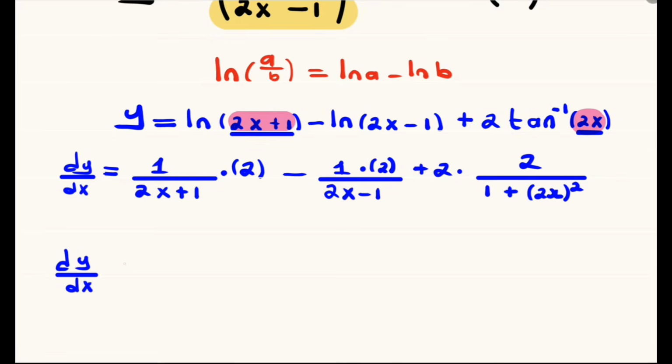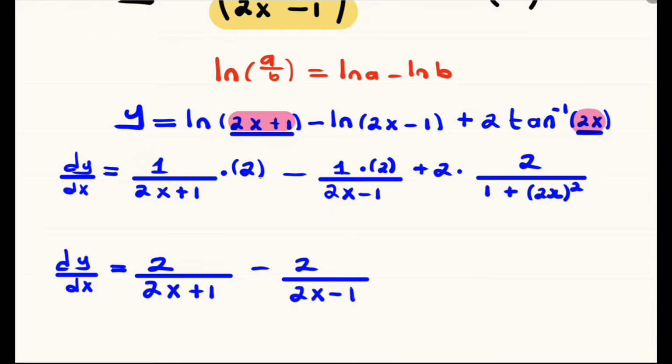The derivative of y with respect to x will be equal to 1 multiplied by 2, which is 2 divided by 2x plus 1, minus 1 multiplied by 2, which is 2 divided by 2x minus 1, plus 2 multiplied by 2, which is 4 divided by 1 plus 4 multiplied by x squared. And this will be our derivative.